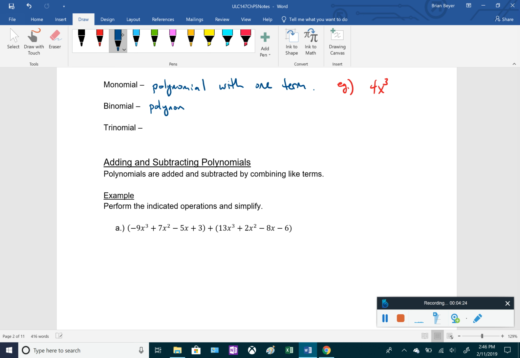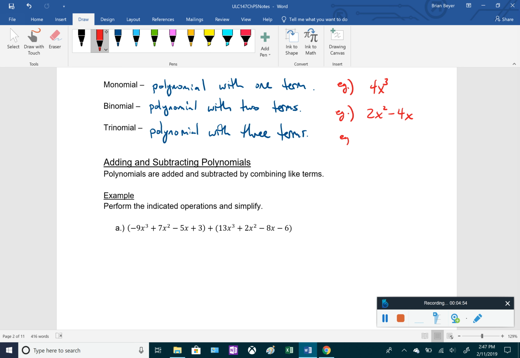A binomial is a polynomial with two terms. So you just look at the prefix of the word to see what it's referring to. For example, something like 2x squared minus 4x. Binomial, we have two terms there. Lastly, we have a trinomial, which I'm sure you can guess is a polynomial with three terms. So that's going to be something like x squared minus 2x plus 5, which is a trinomial.